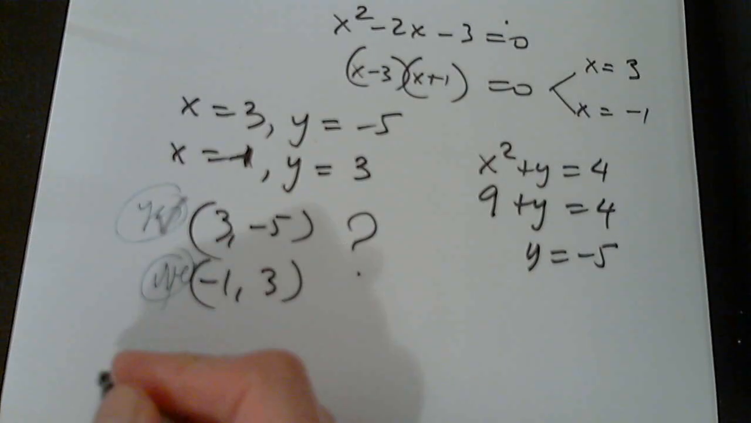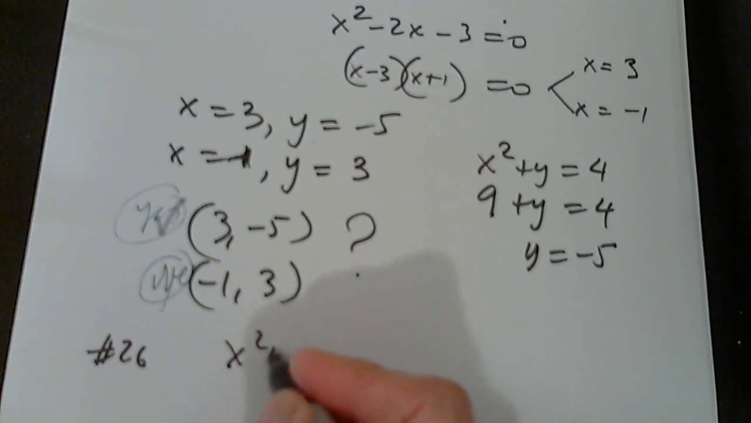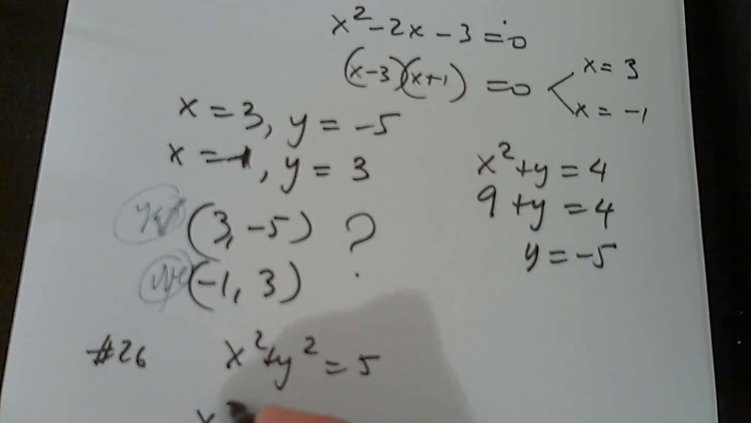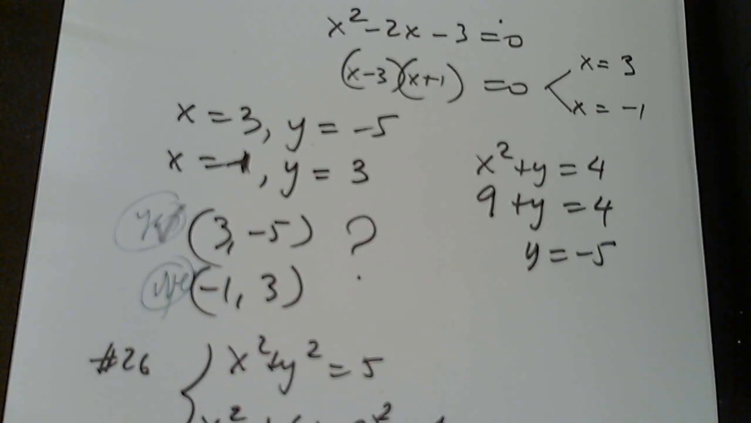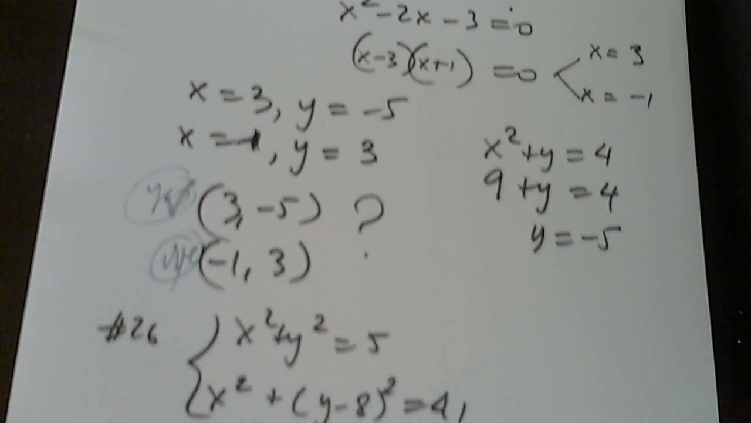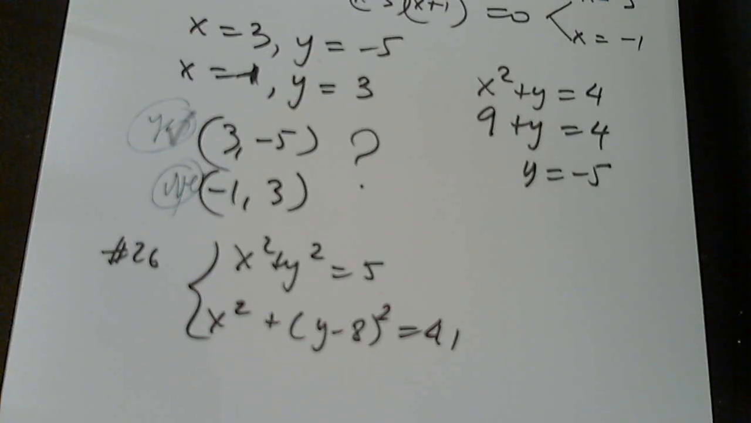Let's copy 26. So x squared plus y squared equals 5, and x squared plus quantity y minus 8 squared equals 41. Okay. Perfect. Look carefully and say, I know what I am going to do, and tell me what it is. What do you think? It's okay if you're wrong.